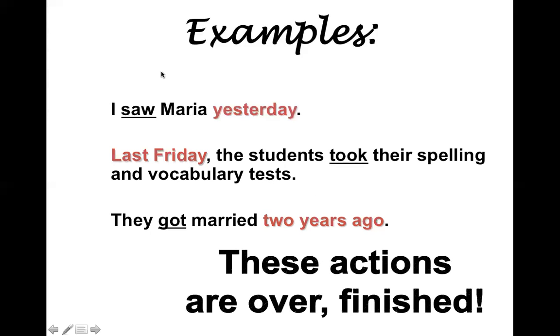These actions are over. Finished. Okay, they got married 2 years ago. Se casaron hace 2 años. Pero eso ya acabó. O sea, se casaron. El casamiento como tal ya terminó. Siguen casados tal vez, ¿no? Pero la acción de casarse ya pasó. Okay? We have to continue.